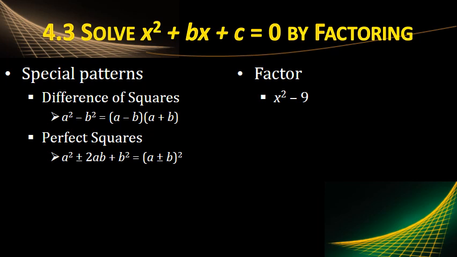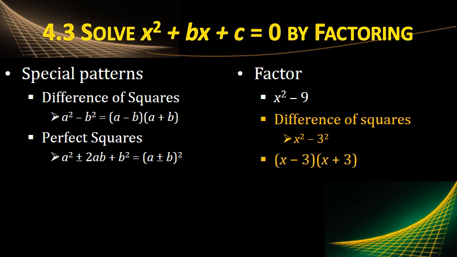So here we have x squared minus 9. Now we could factor this the way we were factoring everything else, putting two sets of parentheses. But if I look at this, I can see that it is a difference of squares. It'll be x squared minus 3 squared. So then our answer, which is a minus b times a plus b, will be just x minus 3, x plus 3.